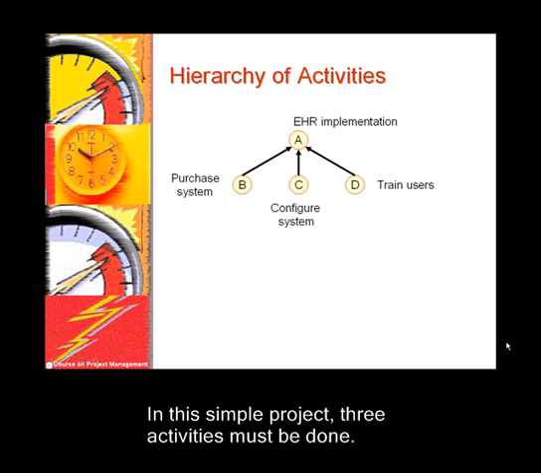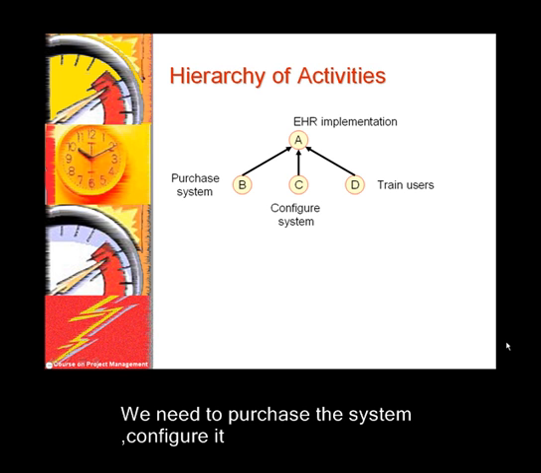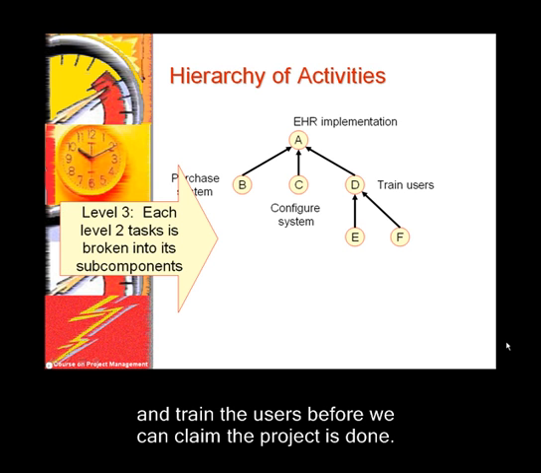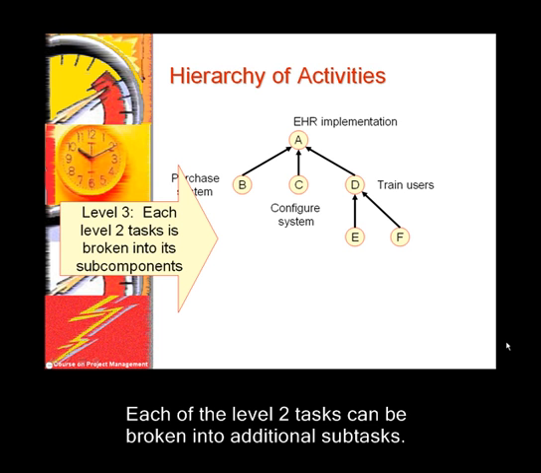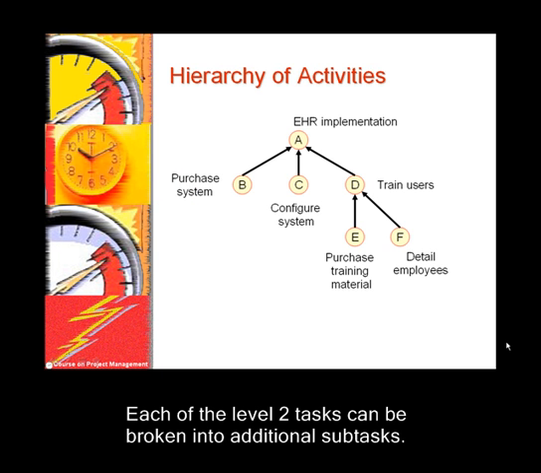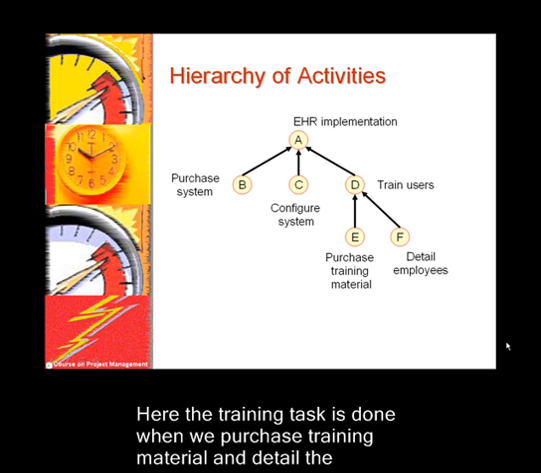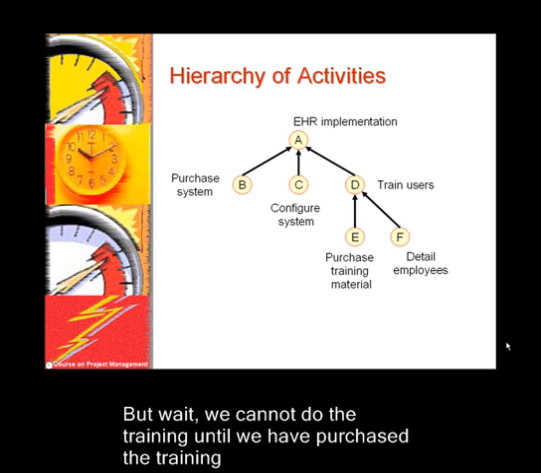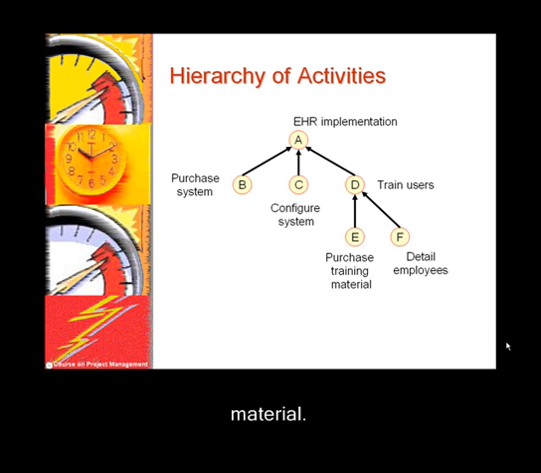In this simple project, 3 activities must be done. We need to purchase the system, configure it, and train the users before we can claim that the project is done. Each of the Level 2 tasks can be broken into additional subtasks. Here, the training task is done when we purchase training material and detail the employees. But wait, we can't do the training until we have purchased the training material. The diagram as we have drawn is not correct.